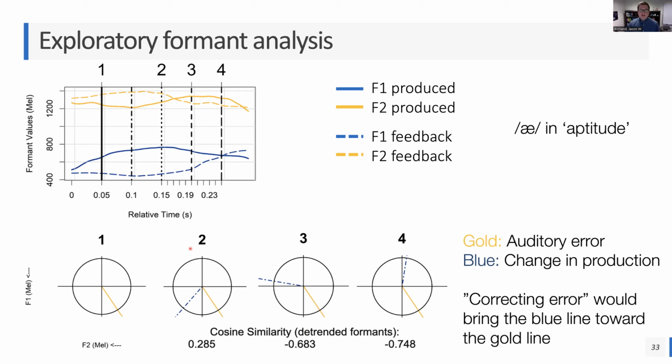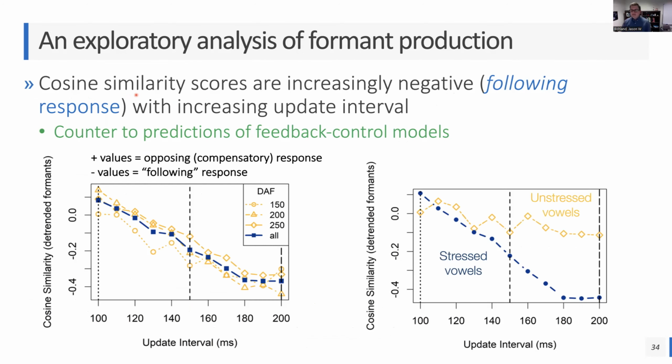But what we see here is quite the opposite, right? This subject doesn't bring her F2 down, she actually brings it up. So she's almost going up to match the F2 that was being heard earlier. And so this would look like what's been called a following response in formant and pitch shift experiments, where the subject steers into the feedback rather than opposing it. And in fact, if we look through all of this data, we see really clear signs that this is exactly what the subjects are doing.